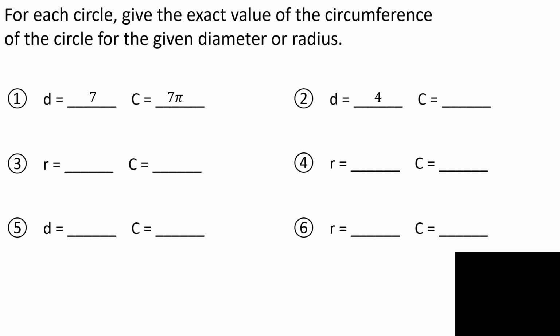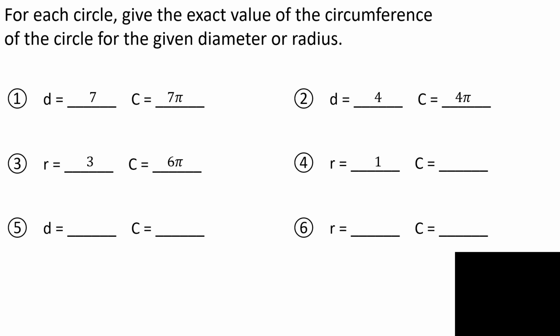Number 2, the diameter is 4. Well, I got to do 4 times pi. Answer is 4 pi. Number 3, what if the radius is 3? Uh-oh. If it's the radius, I have to double it, right? Because the radius is only half the diameter. So 2 times 3 is 6. So the answer will be 6 pi. Right? Because the radius is only halfway across the circle.